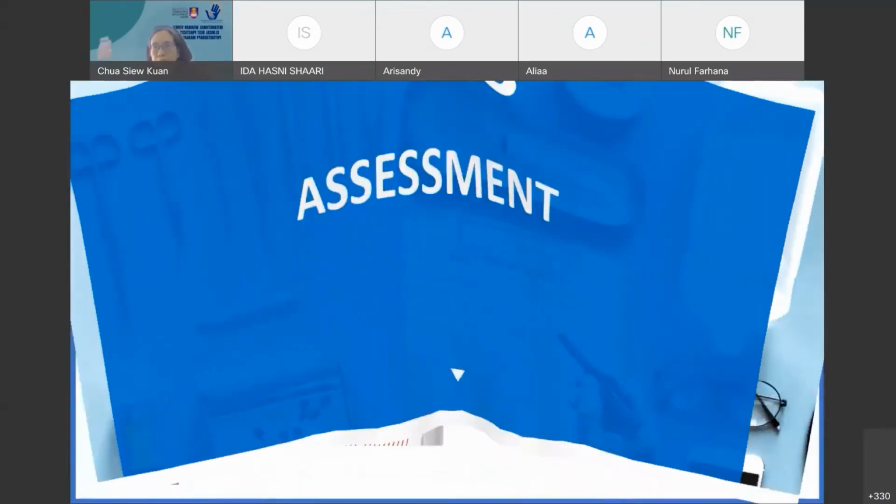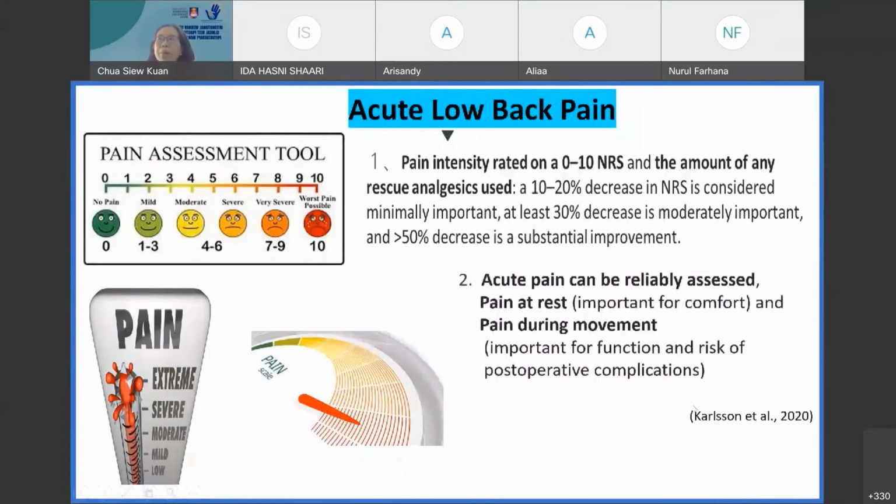So with this in mind, we still carry out the basic acute low back pain assessment. We can use a variety of assessment tools based on our population. If the population can't express their pain in a number from 1 to 100, or 0 to 10, then you put it as 1, 2, 3, 4, 5, moderate, mild, severe, extreme. Some are familiar with this kind of round meter. So acute pain can be reliably assessed with these three tools.